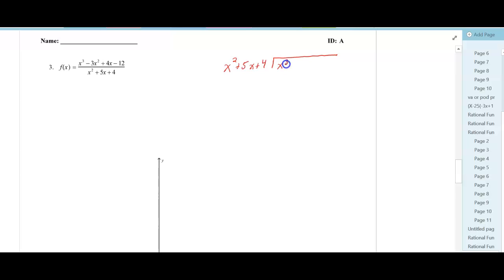So for long division, I'm going to write this out. You ask yourself, how many times does x squared go into x cubed? And that's x times. I like to put it over the x, and then you multiply: x cubed plus 5x squared plus 4x. After that, you are going to subtract.